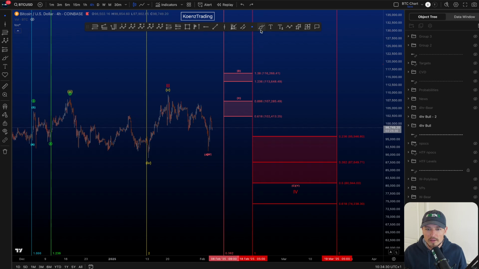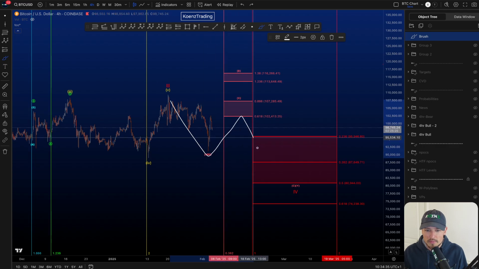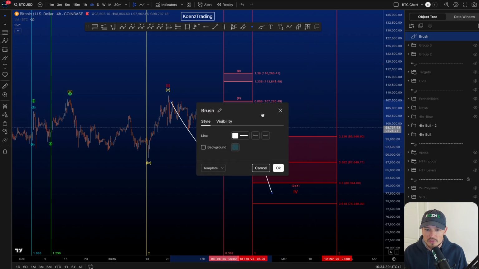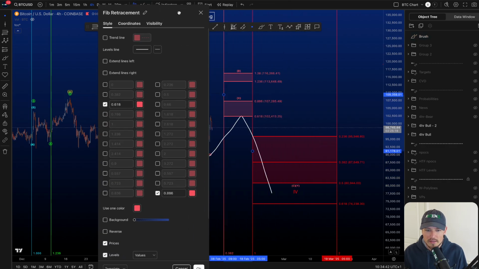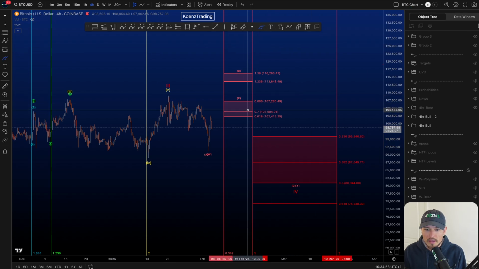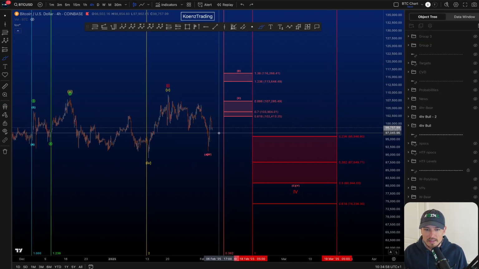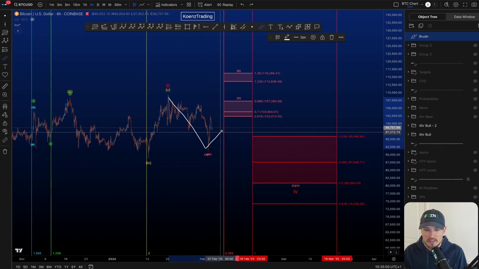So a WXY, either sideways WXY or sharp WXY, and for a sharp double zigzag WXY, you don't want price to hit the 0.7 Fibonacci, which is sitting at 103.9K, right? So if price would move towards the upside a little bit more here and touches the 0.7, then the probabilities significantly decrease for a W zigzag, X, and then a Y zigzag.